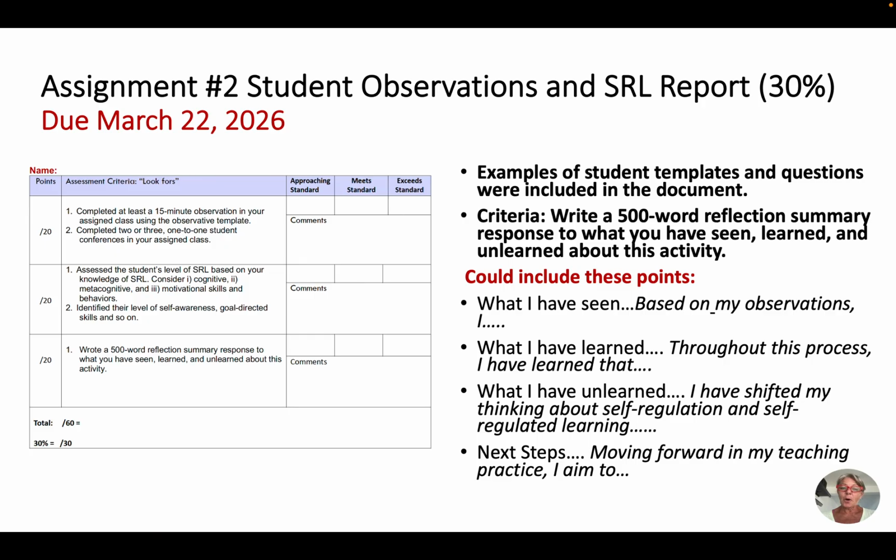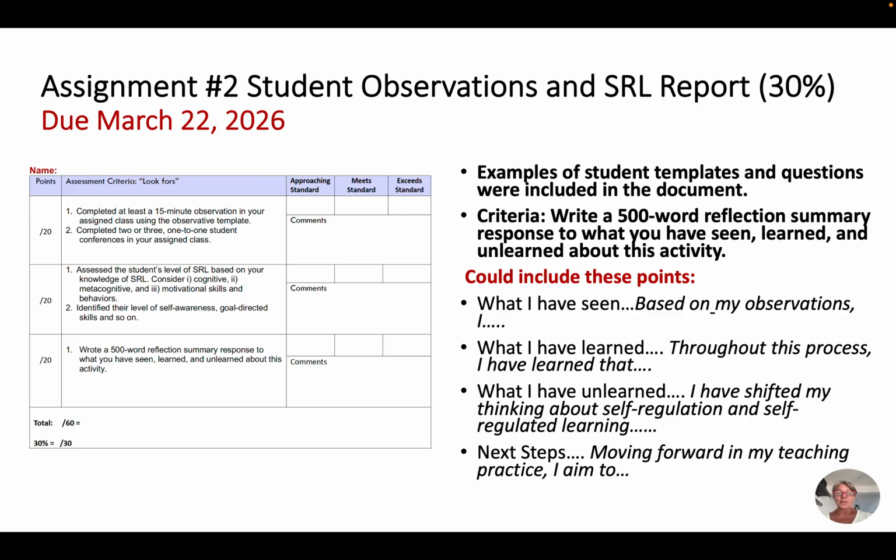So I just want to do a quick overview of assignment number 2. I sent you a couple of examples in the email that I sent on Friday. This assignment is due March 22nd, so it's right after the March break. So basically you'll have to plan to get your observations and your student observations completed before March break, so then you can have March break to work on it if you want, or possibly do it before. And of course, you can use the questions that are in the examples. However, it may not suit your context.